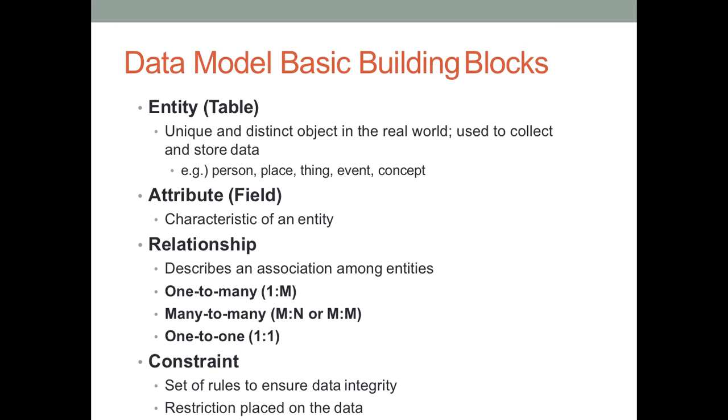Relationships describe an association among entities. There are 3 types of relationships in data models: one-to-one, one-to-many, and many-to-many. We will see detailed examples in the following slides.